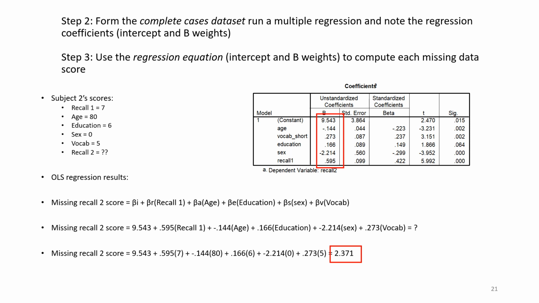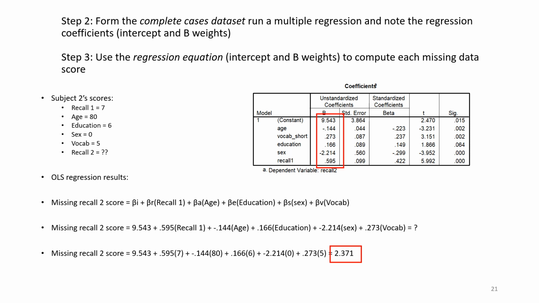And from that, we get what are known as B weights, including the constant, which is also known as the intercept, and then the B weights for age, vocabulary, education, sex, and recall. And those are circled in a red square. Then to compute step number 3, we create the regression equation that is associated with this analysis.